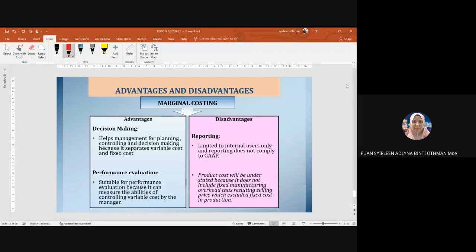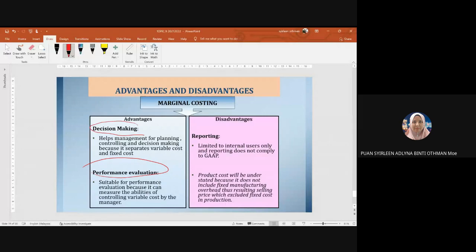Okay, kalau untuk marginal, advantage dia ialah untuk decision making lah. Sebab tu madam cakap tadi, marginal ni sesuai untuk kegunaan dalaman, internal. Okay, sebab bila internal tu, the management are able to do decision making because it helps for planning, controlling and also decision making lah. Sebab dia separate the variable cost and the fixed cost. So without looking at the fixed cost, kita boleh kenal pasti keupayaan manufacturing company kita, whether it's doing okay or not, by looking at the variable cost.